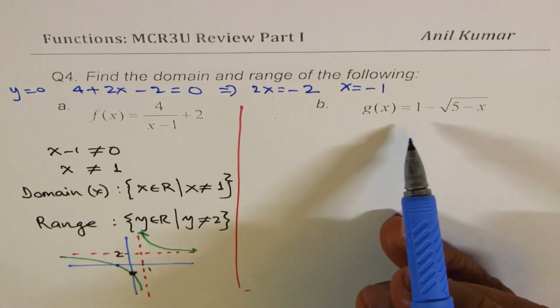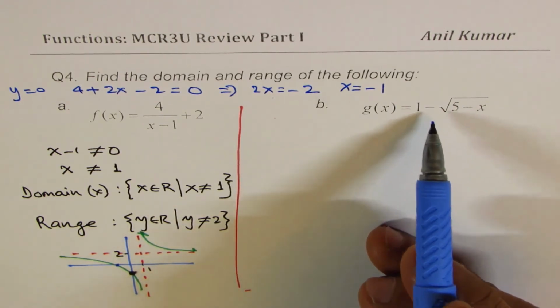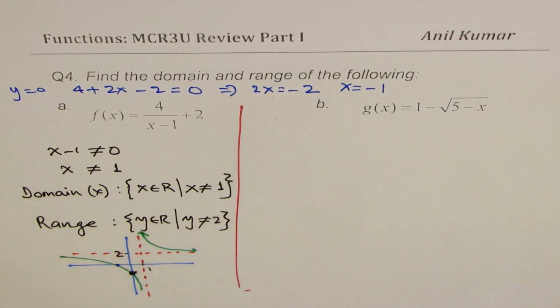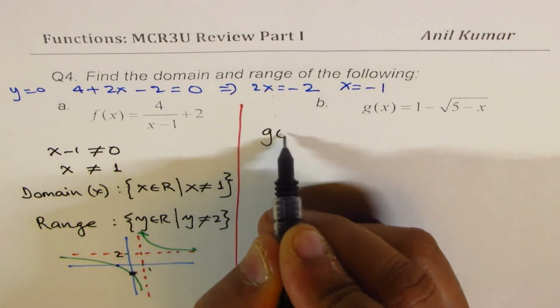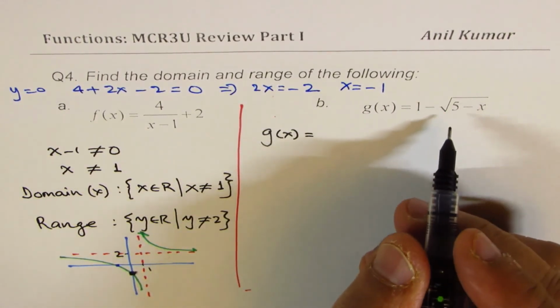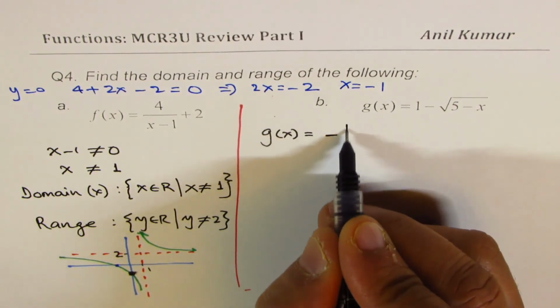Now, let's do part B. g of x equals 1 minus square root of 5 minus x. You have to be very careful in doing this question. I will suggest rewrite your question. So think this is 1, right? So let me rewrite this as minus square root.